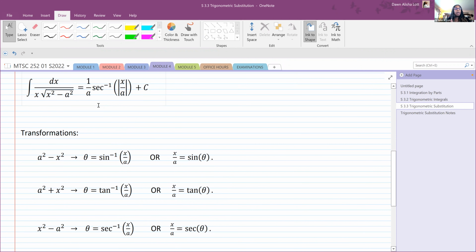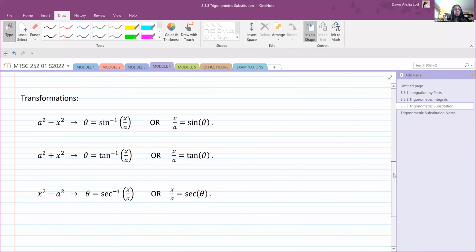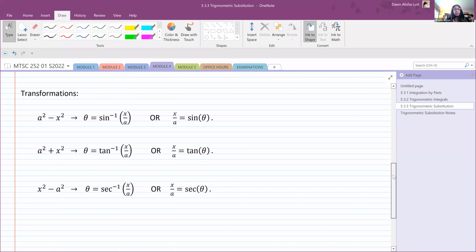And then the third one is if you have x squared minus a squared in your problem, then we're going to use theta is the secant inverse of x over a, or x over a is the secant of theta. I will give you a few seconds to write these down. I know you know the other integrals, so I'm going to go ahead and start here. Okay, so these are the transformations that we are going to use in this section.